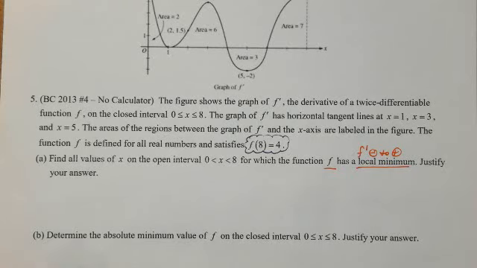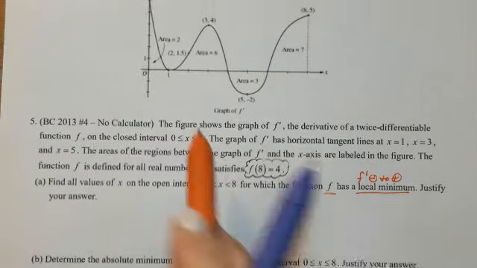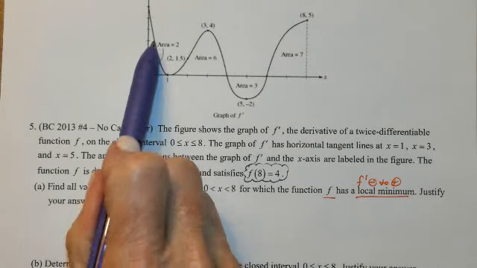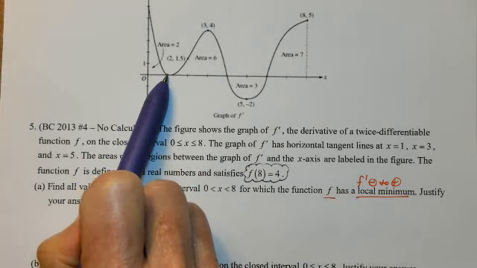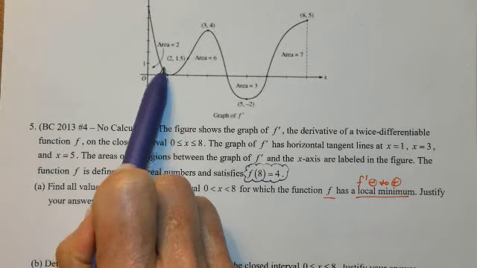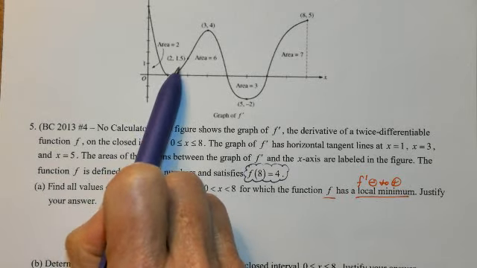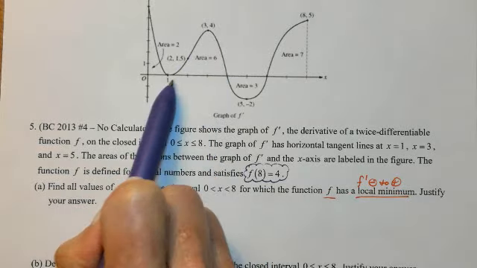So f prime goes negative to positive. So here's my graph of f prime. I'm looking for where f prime goes negative to positive, right? So here's f prime, positive, positive, positive, positive. Here it's 0, but then it's positive. So that is not anything. That's neither a local min nor max there.